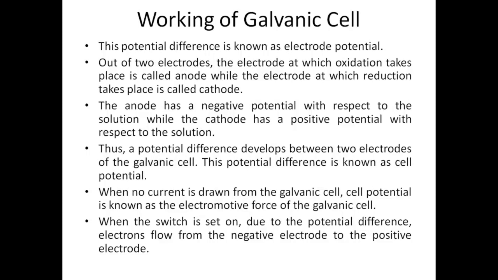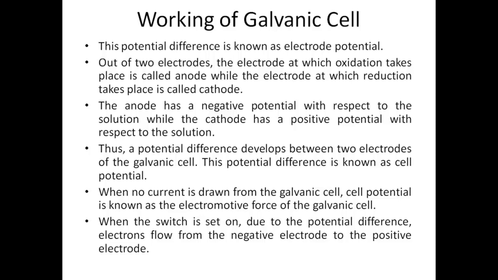Okay, now out of the two electrodes, the electrode at which oxidation takes place is called the anode, and the electrode at which reduction takes place is called the cathode. The anode has a negative potential with respect to the solution, while the cathode has a positive potential with respect to the solution. So a potential difference develops between the two electrodes of the galvanic cell. This potential difference is called cell potential. So at the electrode level, we have electrode potential. We have two electrodes constituting two half cells, and when these two electrode potentials together create a net potential difference between the two electrodes, this is called cell potential.